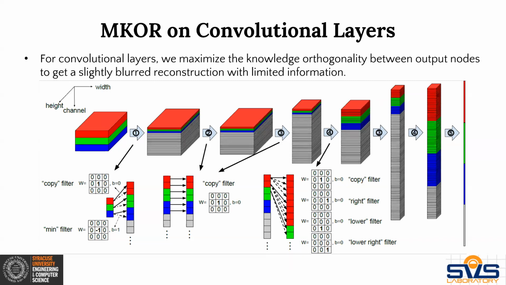To maximize the information we get from the output, we modify a small number of parameters so that different output nodes tell different stories about the input, and we call it maximizing the knowledge orthogonality.